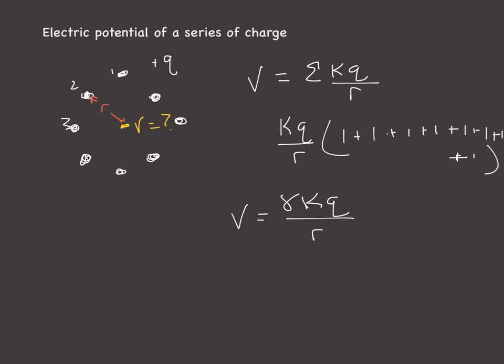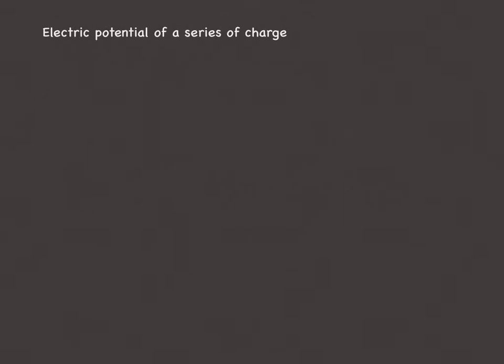Add 2 more charges in there, you get 10. 5 more charges, 13. All right. What if we change the shape of our arrangement here? So instead of putting 8 charges in a circle, we put them in an arc pattern.